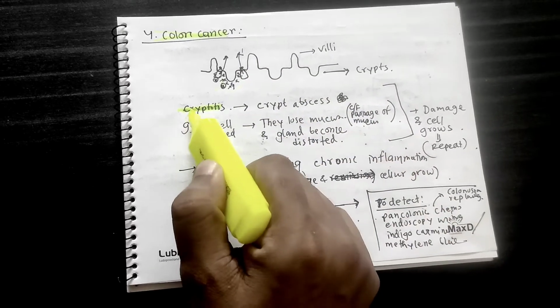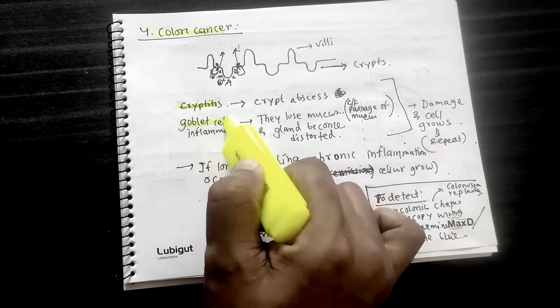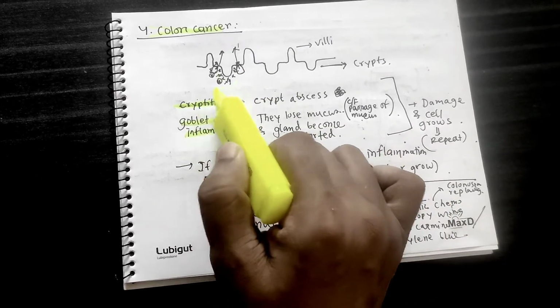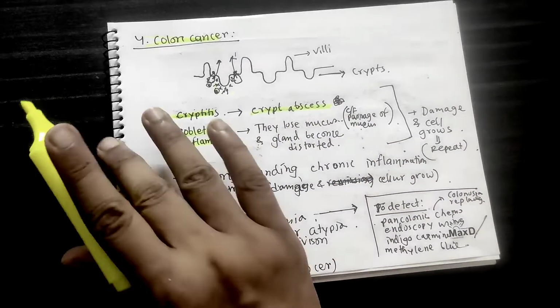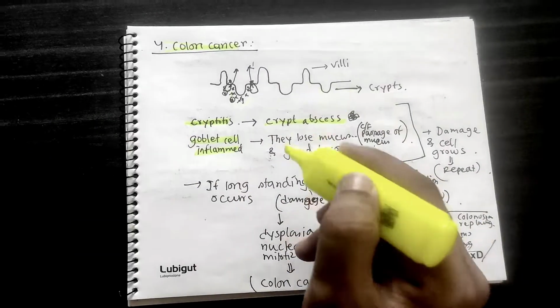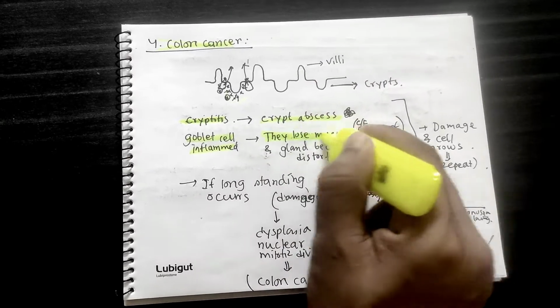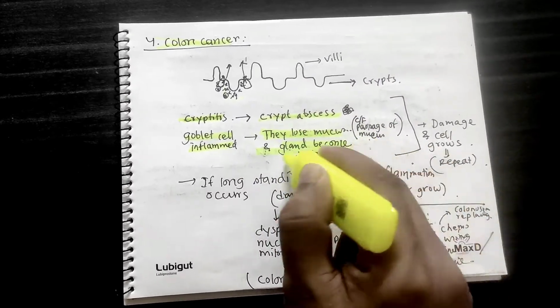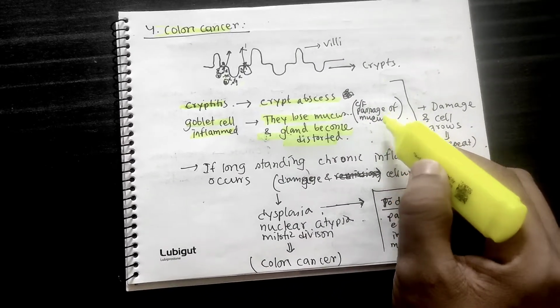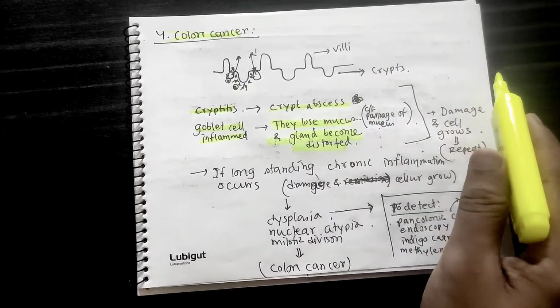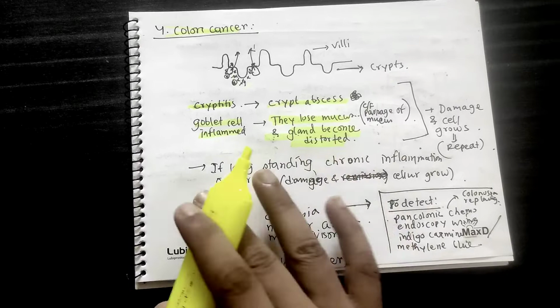So at first there is inflammation of the crypt, meaning cryptitis, and inflammation of the goblet cells. When cryptitis occurs, it may lead to crypt abscess. And when goblet cells are inflamed, they lose their mucus and the whole gland becomes distorted. So one clinical feature is passage of mucus with rectal bleeding. It is also a feature of proctitis.